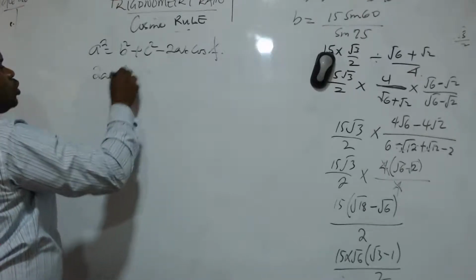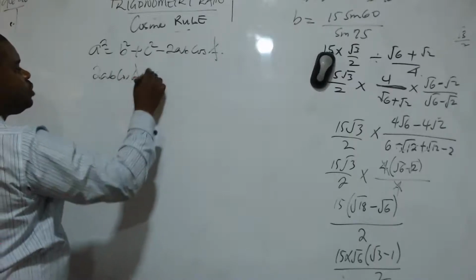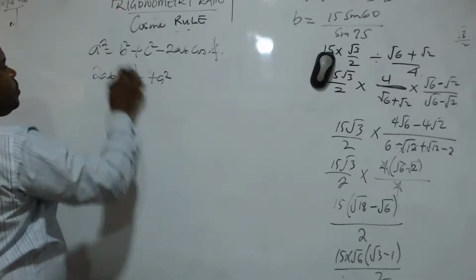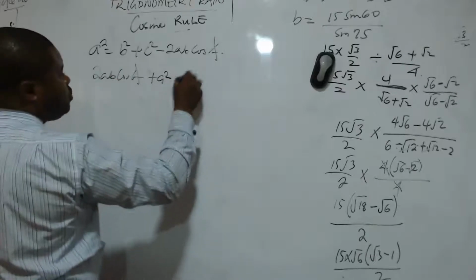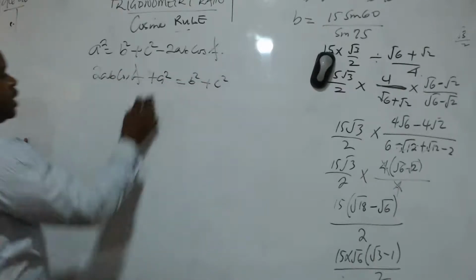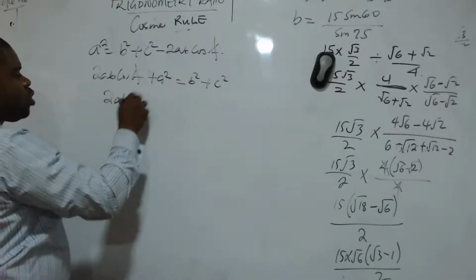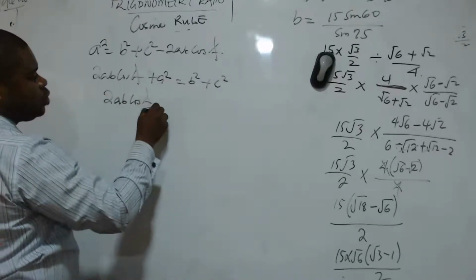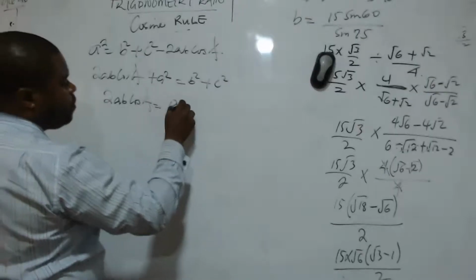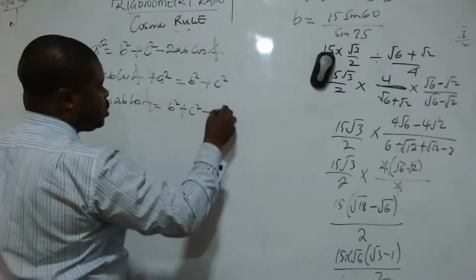2AB cos A plus A square is equal to B square plus C square. Now bring this one to this side. You have 2AB cos A equals B square plus C square minus A square.